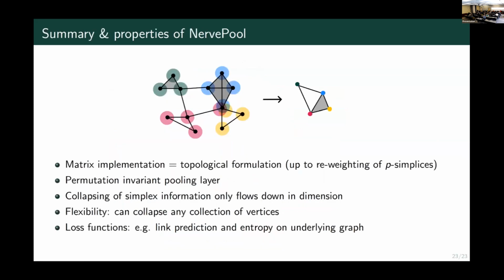Overall, we've been able to show that this matrix implementation is compatible with the topological formulation up to reweighting of the simplices. And this is a pooling layer, which is permutation invariant. So if you permute the simplices, you should end up with the same output simplicial complex, which is important in simplicial neural networks. Basically, this collapsing in simplex information only flows down in dimension.